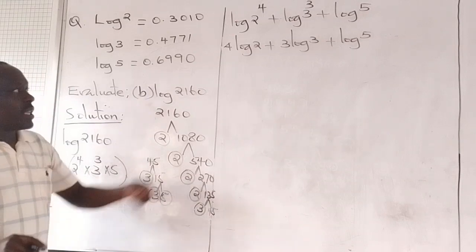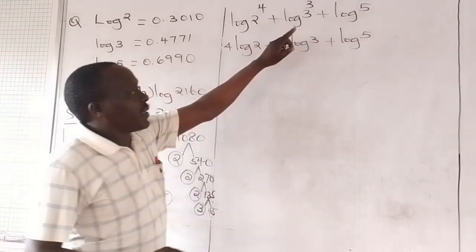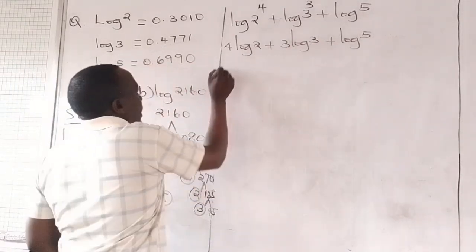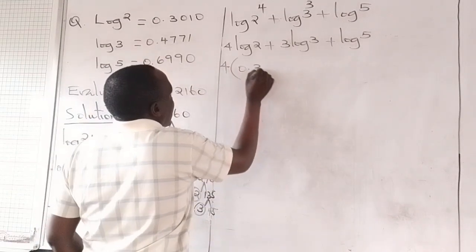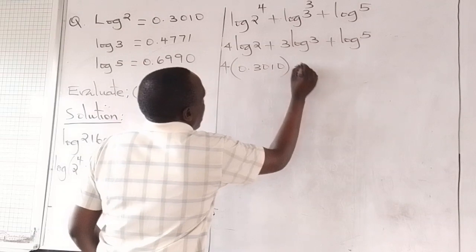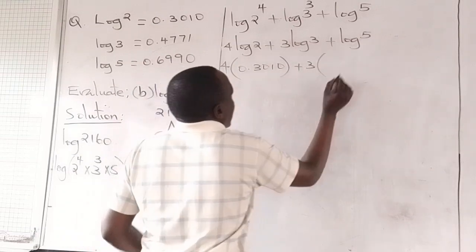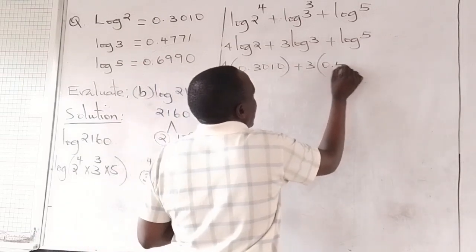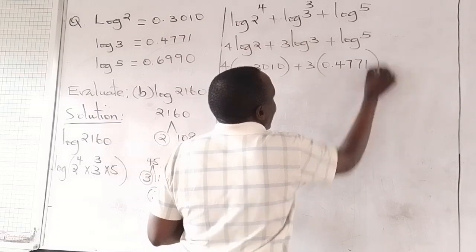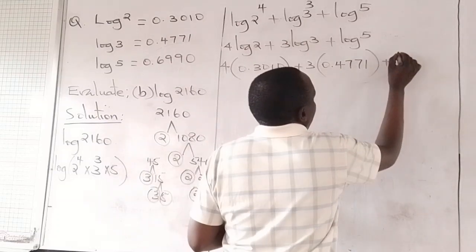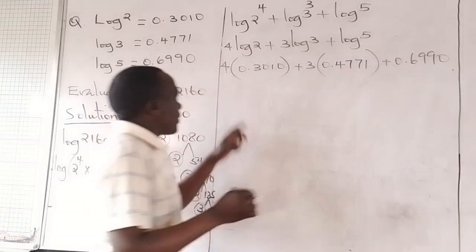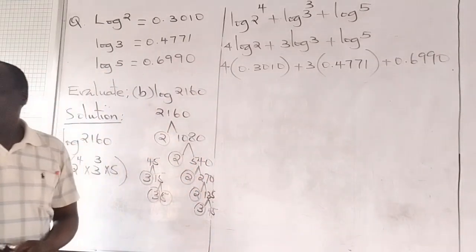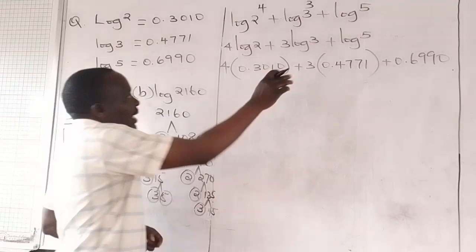Then from there, we know the log of 2, we know the log of 3, we know the log of 5. We are going to substitute the logs. So instead of log 2, we have 0.3010, plus 3 times 0.4771. That is the log of 3. Then the log of 5 is 0.6990. So this we are going to expand. That is, we are going to remove the brackets before we add the logs.